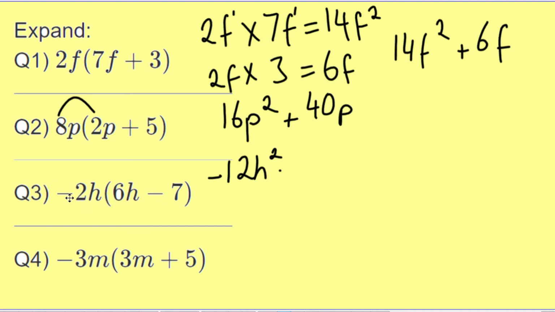So we've got 2 negatives here. When you multiply 2 negatives, they become a positive. So we're going to put a plus here. 2 times 7 is 14. So plus 14h.